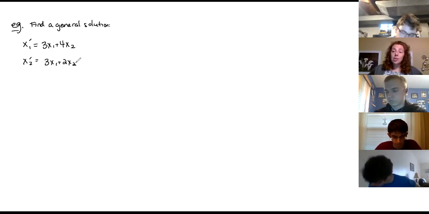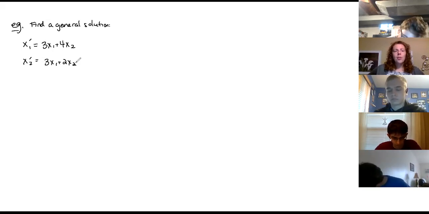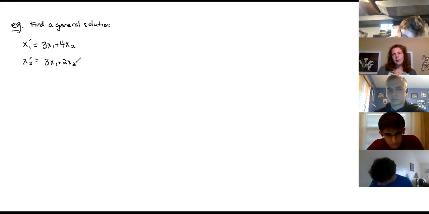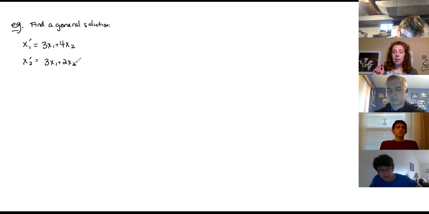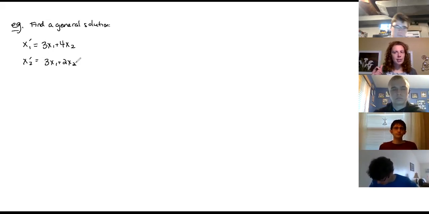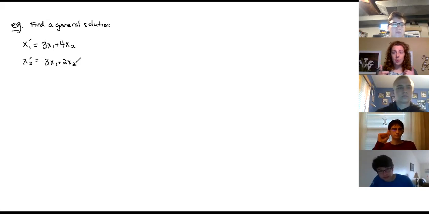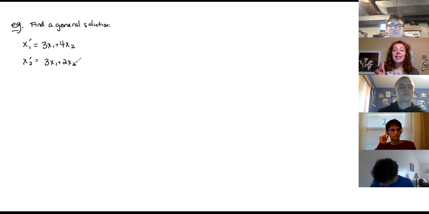We've got to do a couple of checks before we can make sure that we can use this method. First of all, it needs to be a homogeneous system of equations. Give me a thumbs up. Is this a homogeneous system of equations? Are we good to go there? Yes, cool.